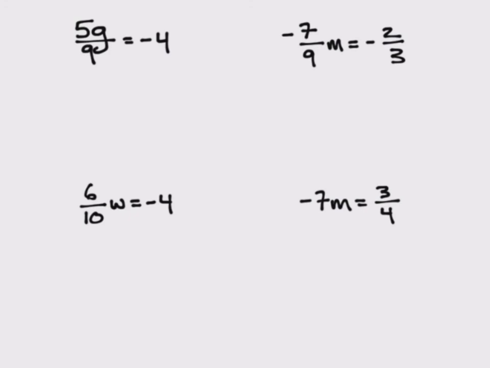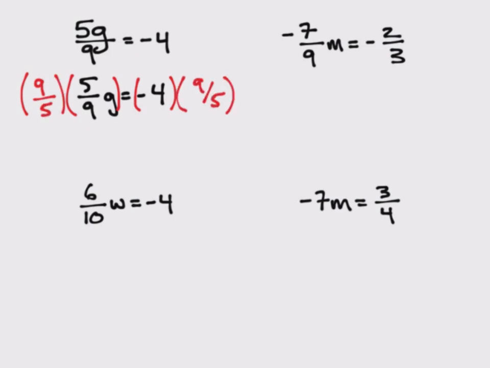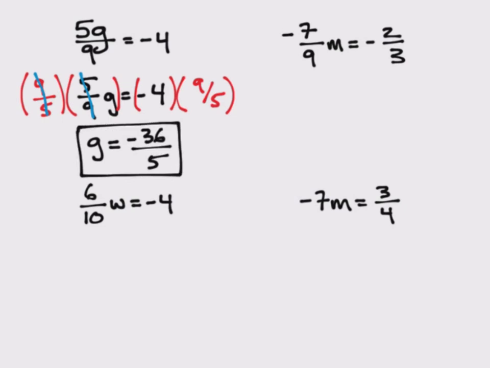Alright, for this first example, 5g over 9 equals negative 4. The biggest hurdle is to realize that 5g over 9 is the exact same thing as 5/9 g equals negative 4. And once we're here, all we got to do is multiply both sides of the equation by 9/5. 9/5 and 5/9 are multiplicative inverses. They multiply to 1, and we get g equals negative 36 over 5.